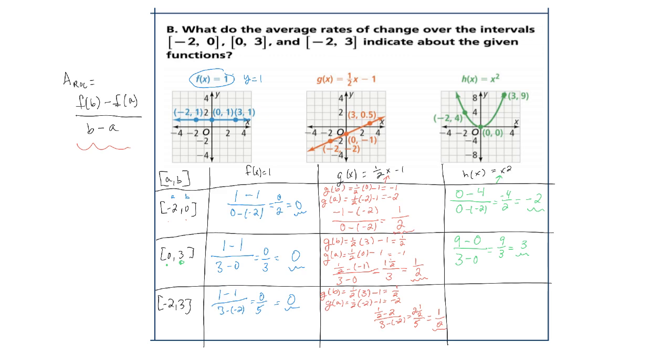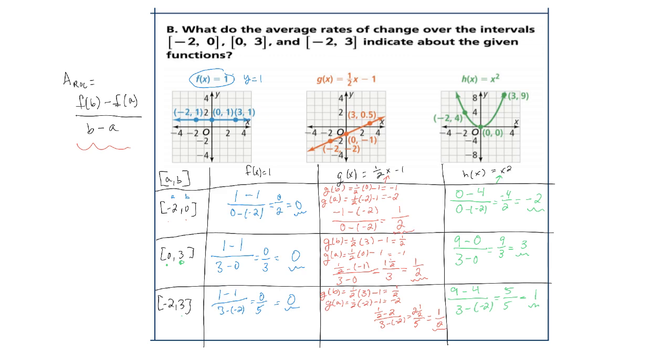Okay, and then last one, 3 squared again is 9. -2 squared is 4 over b, which is 3, minus -2. So we get 5 over 5, which is 1.